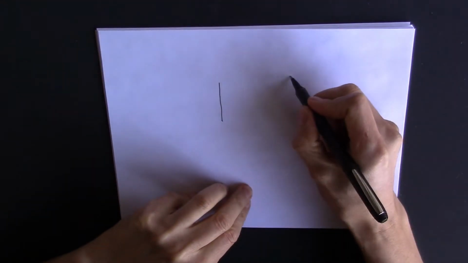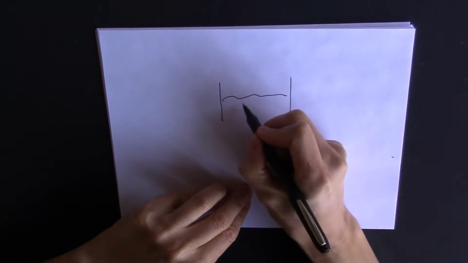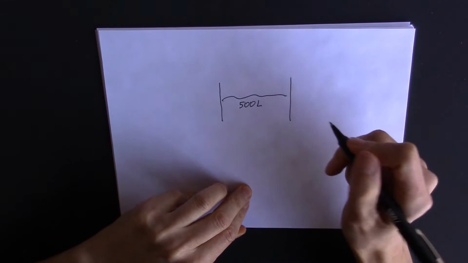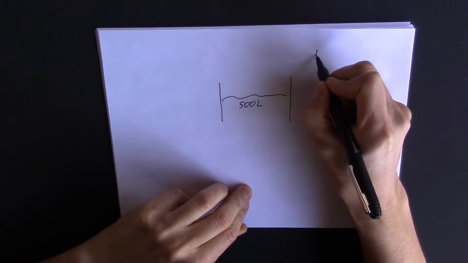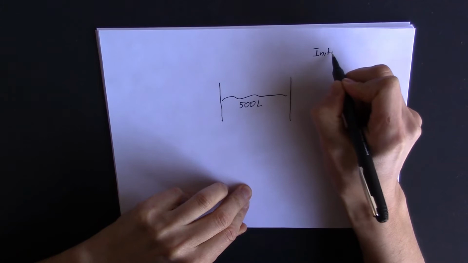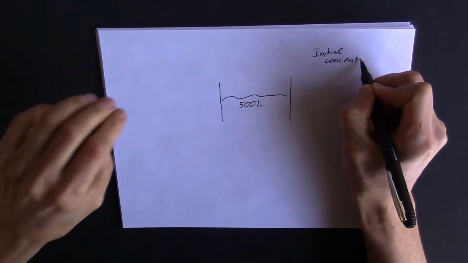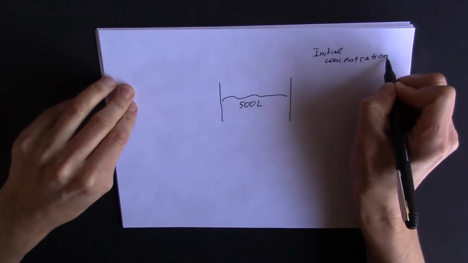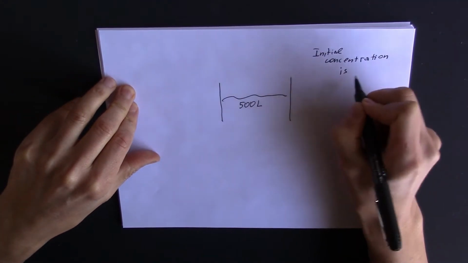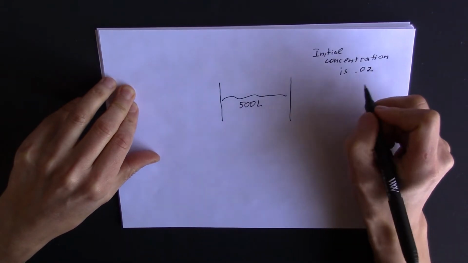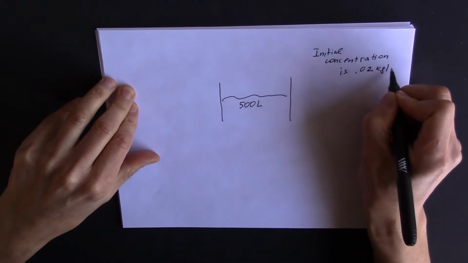We will work on the following work problem. Say we have a tank with brine solution, and it has 500 liters of brine. The initial concentration is 0.02 kilograms per liter.